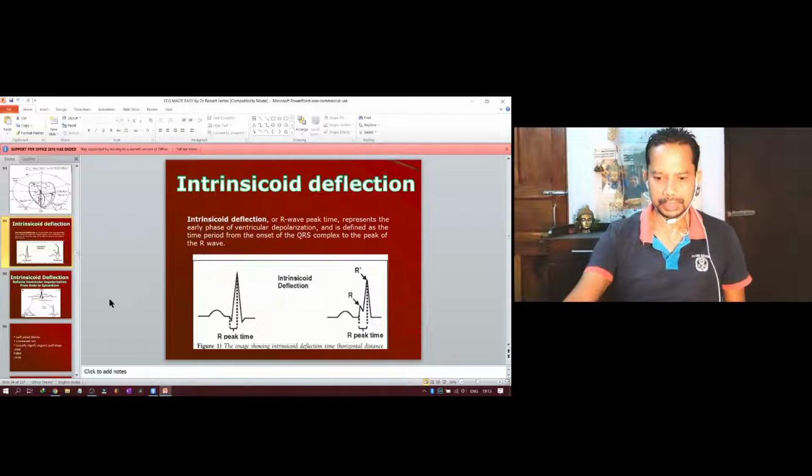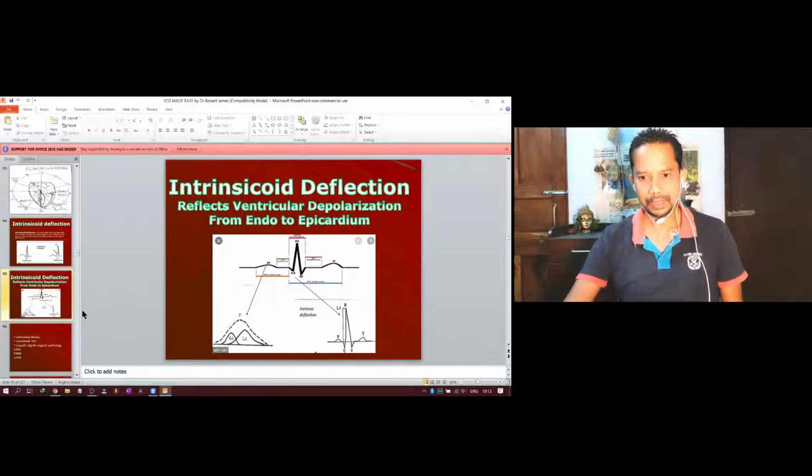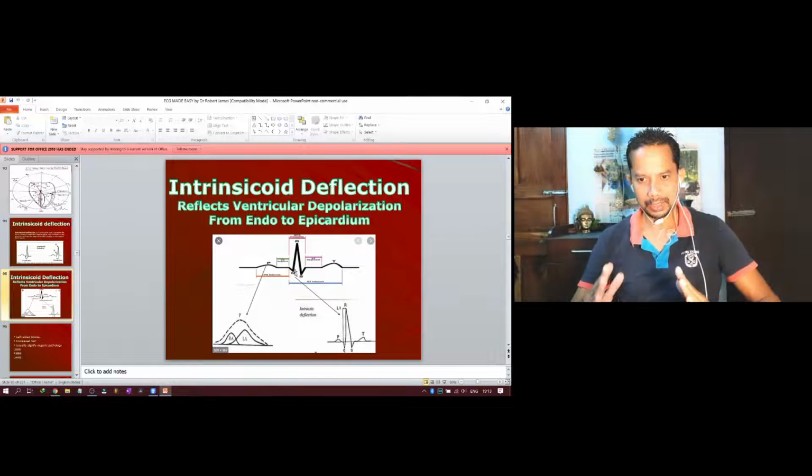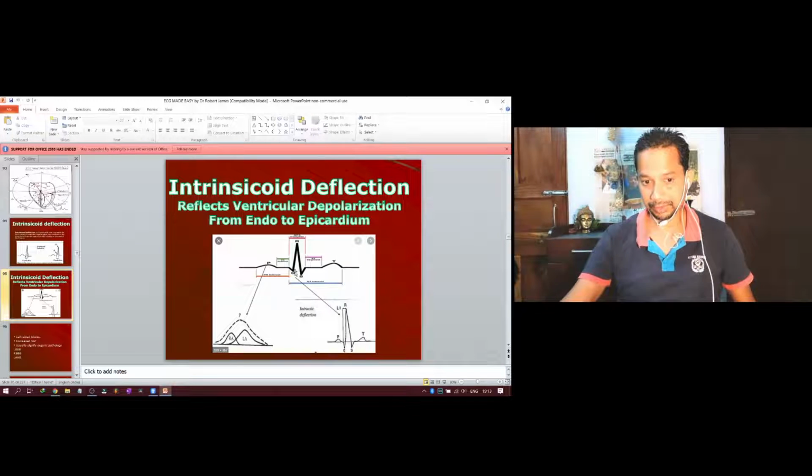So I was talking about the intrinsicoid deflection, till the tip of the R wave. This delay should not be more than 45 milliseconds. See, this is the intrinsicoid deflection from here till the tip of the R wave. Usually the R wave has to be like this. If it is like this and coming down like this, that is increased ventricular activation time.